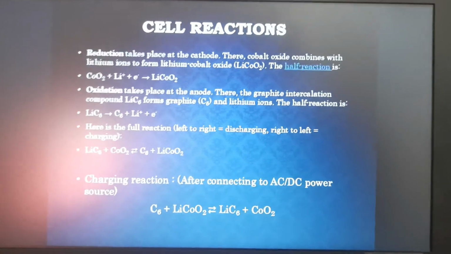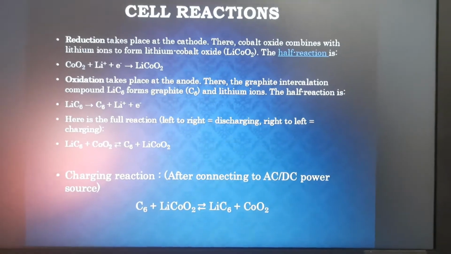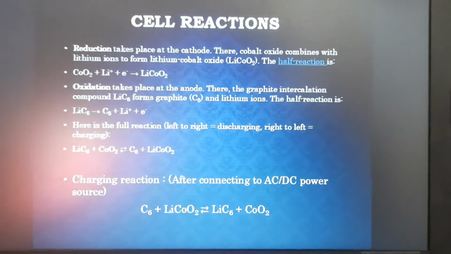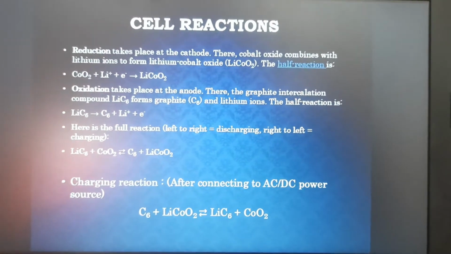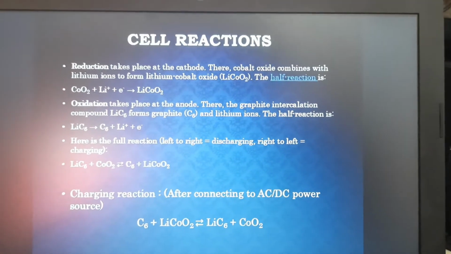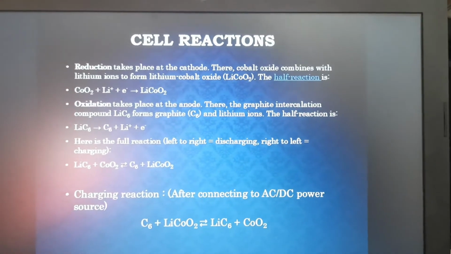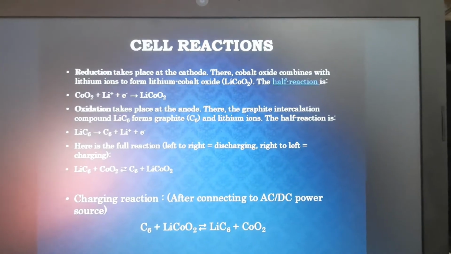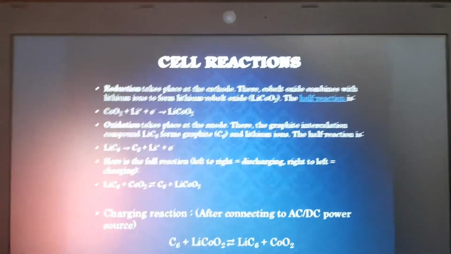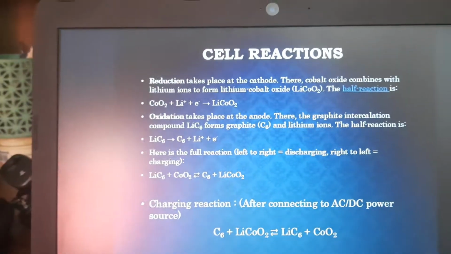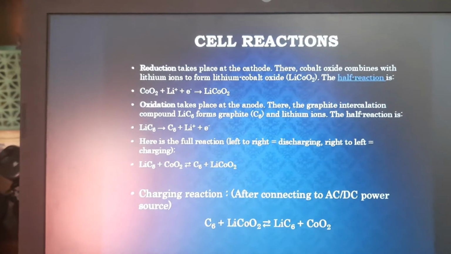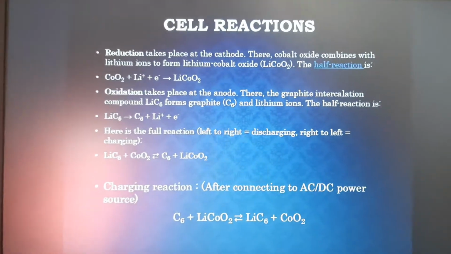And in the oxidation half reaction, the lithium carbide turns into carbon and lithium ion, as it donates an electron. So there is the full reaction, that is lithium carbide and cobalt oxide form carbon and lithium cobalt oxide. This is the full reaction. So this is the discharging reaction.